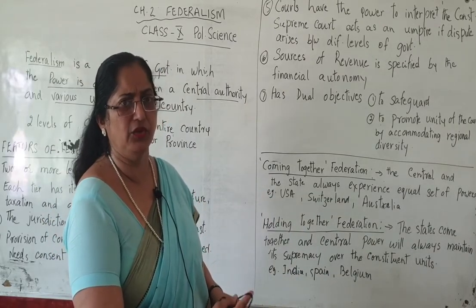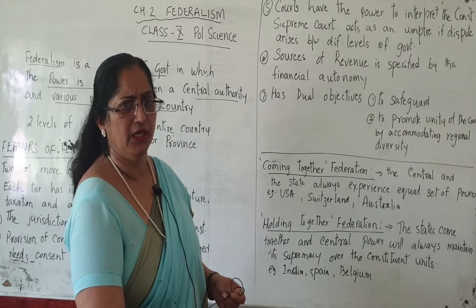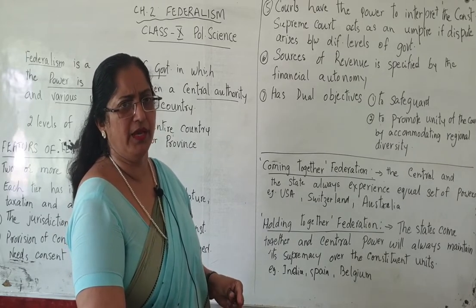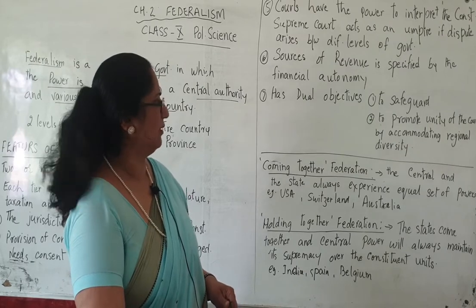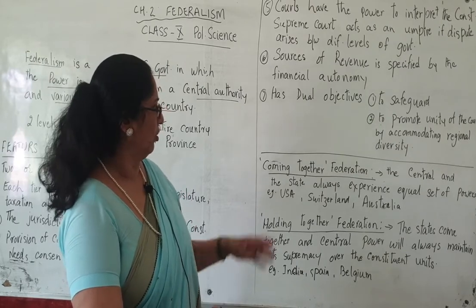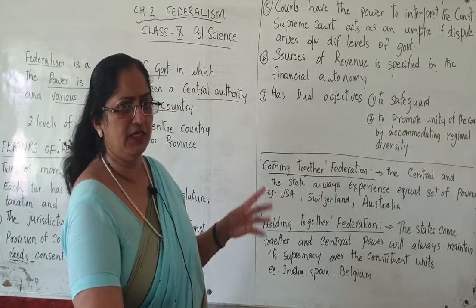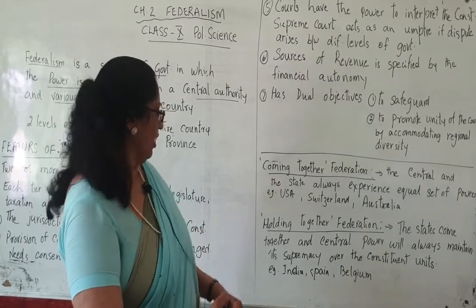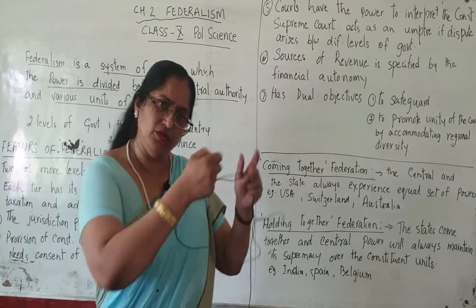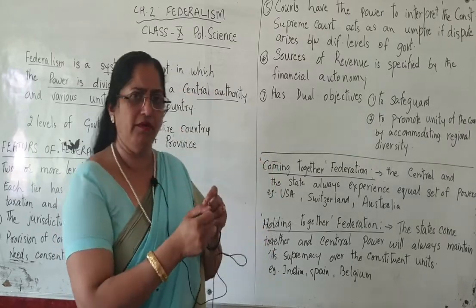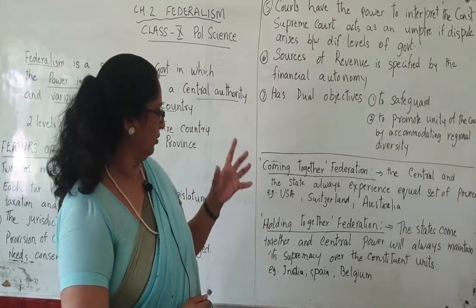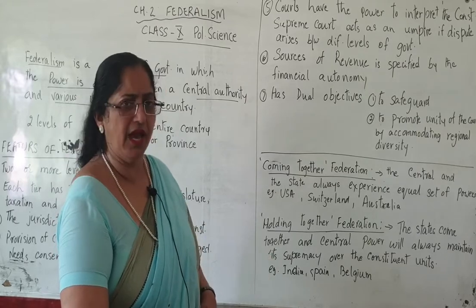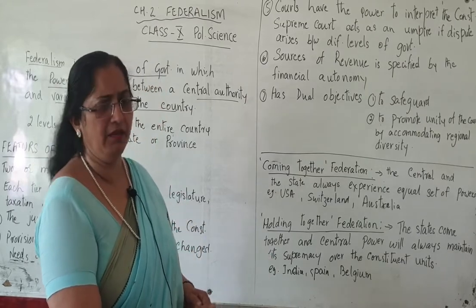Please learn this with two or three examples. It is another type of question which may come in political science. My dear students, for coming together federation the examples are USA, Switzerland and Australia, and holding together means states go to the center to form a government. So that is holding together. Examples are our own country plus Spain and Belgium.